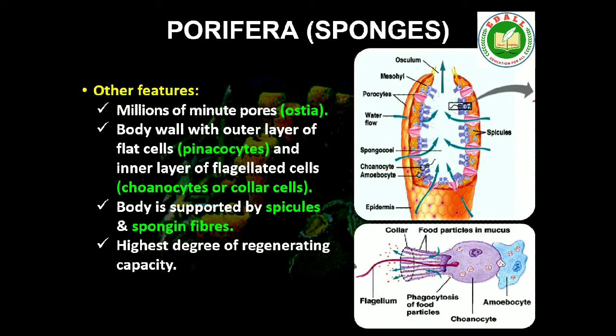Water enters through minute pores, ostia, in the body wall into a central cavity, spongocoel, from where it goes out through the osculum. This pathway of water transport is helpful in food gathering, respiratory exchange and removal of waste. Choanocytes or collar cells line the spongocoel and the canals. Digestion is intracellular. The body is supported by a skeleton made up of spicules or spongin fibers.